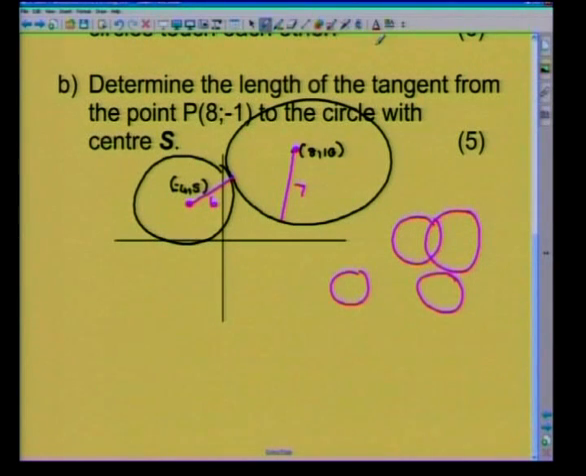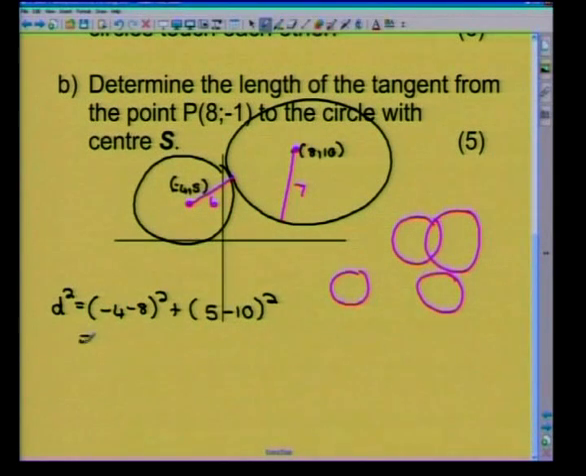So here we have it, and we're going to work out the distance between these centers. So distance squared is equal to x2 minus x1 all squared added to y2 minus y1 all squared, which is minus 12 squared, which is 144, and this is going to be minus 5 squared, which is 25, which means I'm going to get 169, which means my distance is actually 13.